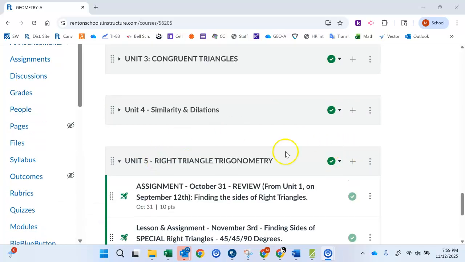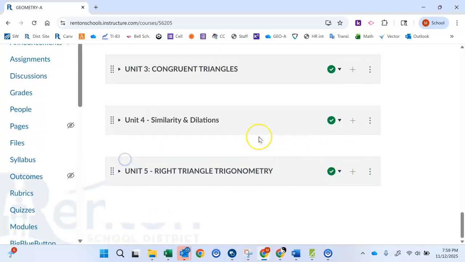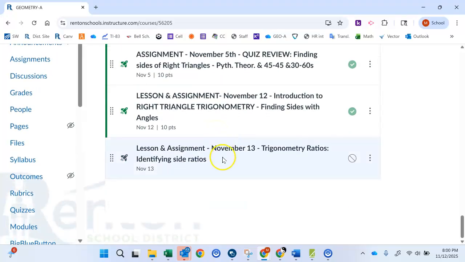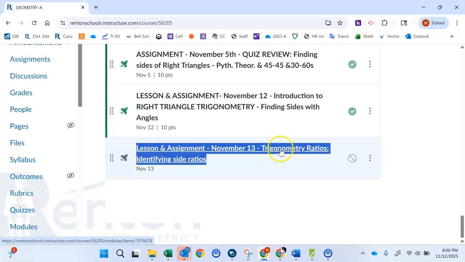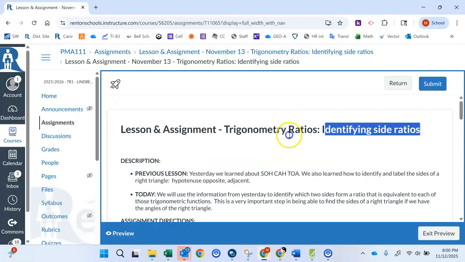Hello, today we are still on right triangle trigonometry. Sorry. Our assignment today is this one right here, trigonometry ratios, identifying side ratios. So click on that. Okay, so this is what we're doing today.